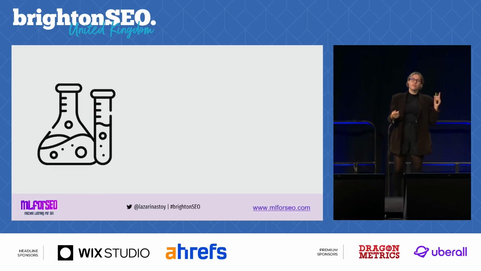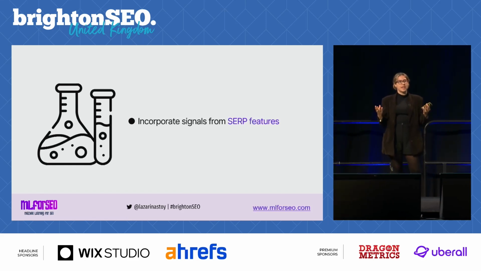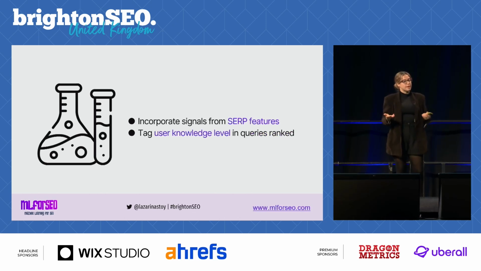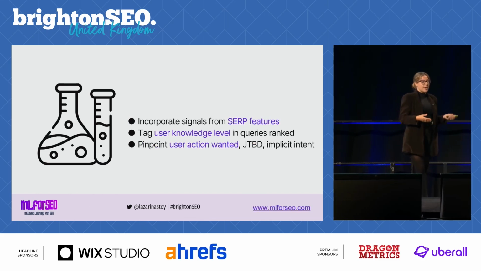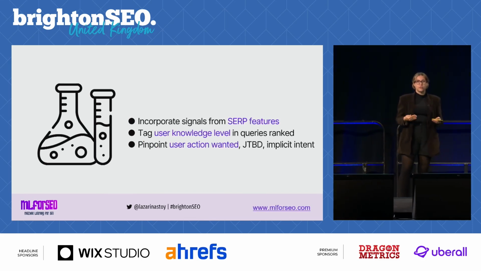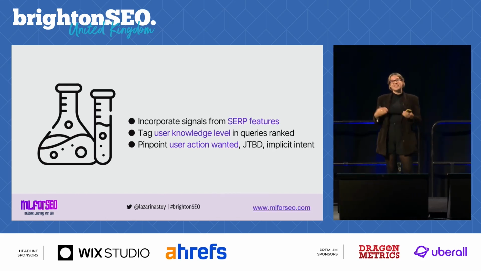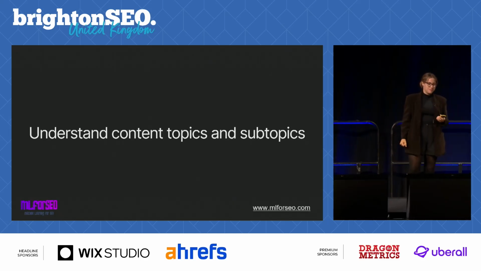So here, final thing on search intent, incorporate signals from SERP features. If you already have a SERP analysis done and you can see most of the SERP features are informational, the article is most likely going to also be informational if it's ranking there. Incorporate user knowledge levels. So for instance, if your article's title is Beginner's Guide to Something, then you obviously know this is an article for beginners, right? And also pinpoint the user action that you want the user to take. So is it something to sign up to a newsletter? Is it to buy a product, and so forth? Constantly experiment with these tags and labels.